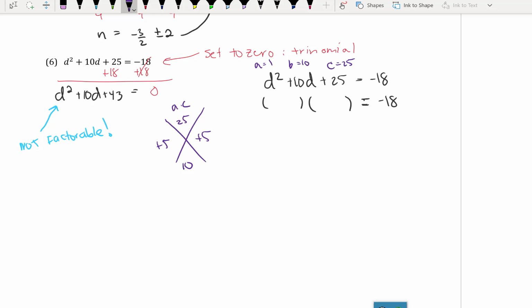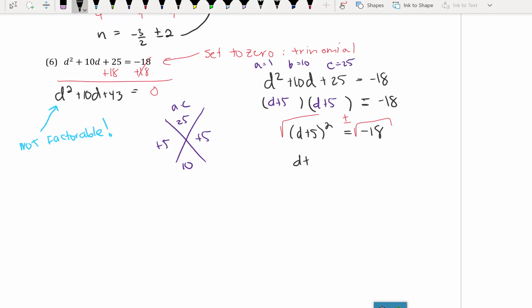That's going to go inside my parentheses. So I'm going to have D plus 5 and D plus 5. Well, this is really saying that I have D plus 5 squared is equal to my negative 18. Now I have that square there. Now that I have that square, now I can square root both sides.